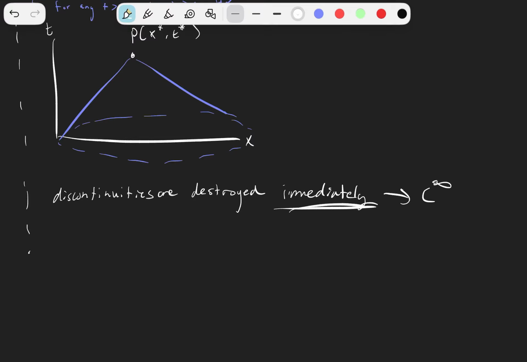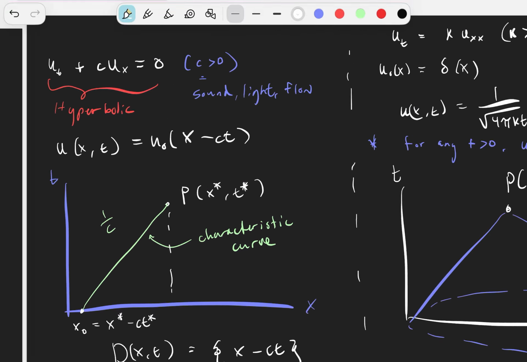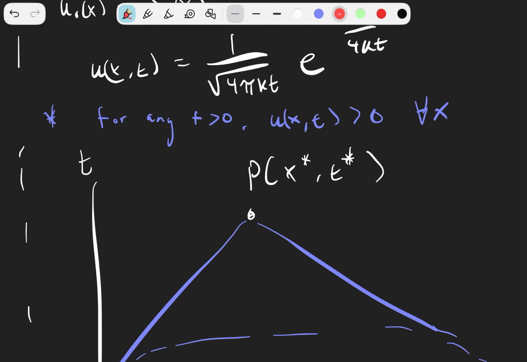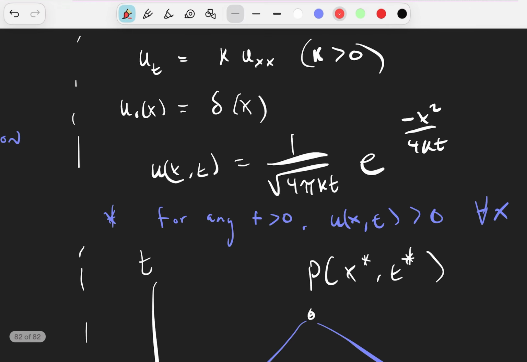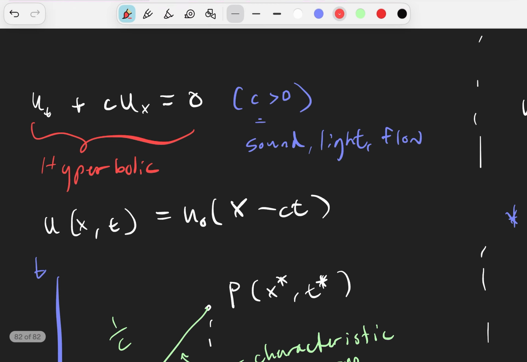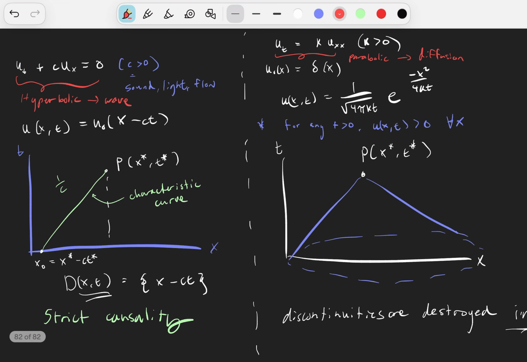That's really important because we started with a wave, this hyperbolic system, and technically this one is parabolic. Parabolic, you can think diffusion. This is diffusion of information. Hyperbolic, you can think wave. Sorry, I forgot to mention that.